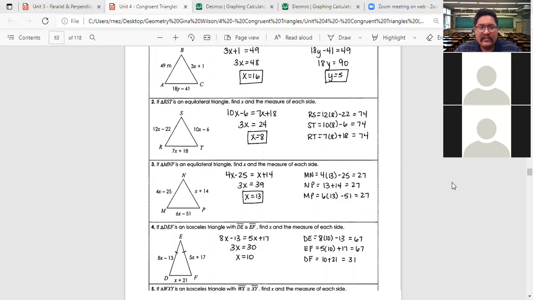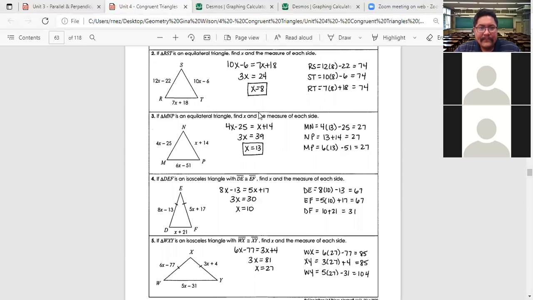Okay, so I'm going to move on to number 3. So same thing, let's see, starting out the problem, triangle MNP is an equilateral triangle. Find x and the measure of each side. So let's look at what we have. 4x minus 25, x plus 14, 6x minus 51.